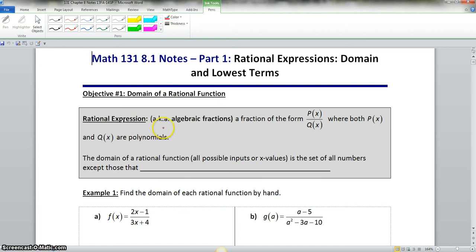Rational expression, aka algebraic fractions, a fraction of the form p of x over q of x, where both p of x and q of x are polynomials. The domain of a rational function, all possible inputs or x values, is the set of all numbers except those that would make the denominator 0.